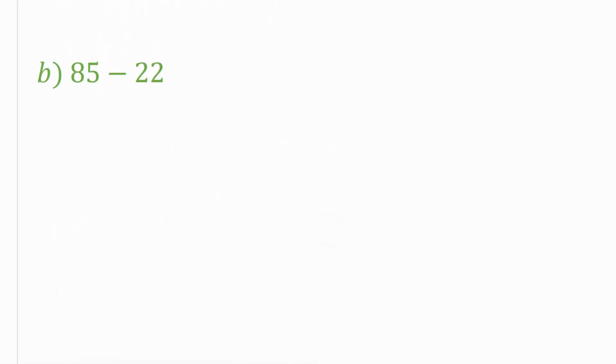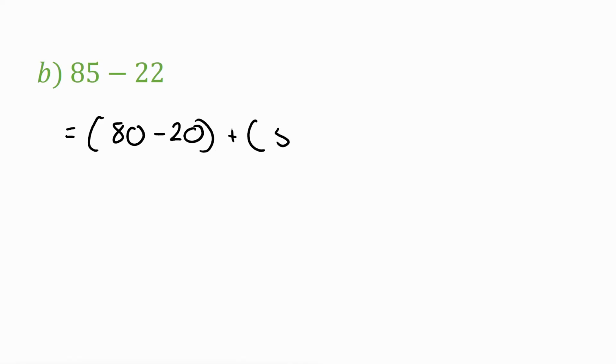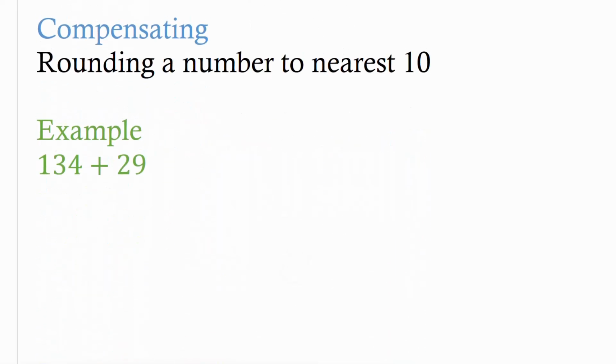And you can do the same with subtraction. So here we're going to say 80 take away 20 plus 5 take away 2. So 60 plus 3. So the answer is 63. That's partitioning.